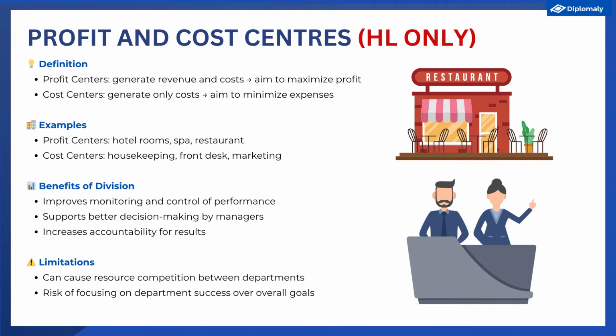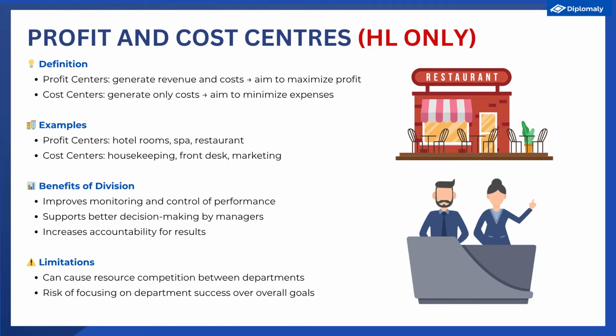The first concept that we're going to learn about as part of this topic is the idea behind profit centers and cost centers. Each department or each part of a business can be classified into a profit or a cost center. Profit centers are parts of the business that generate both revenues and costs. The goal of these profit centers is therefore to maximize profits, which you recall is revenue minus cost. For example, profit centers in a hotel might include the rooms, the spa, and the restaurant.